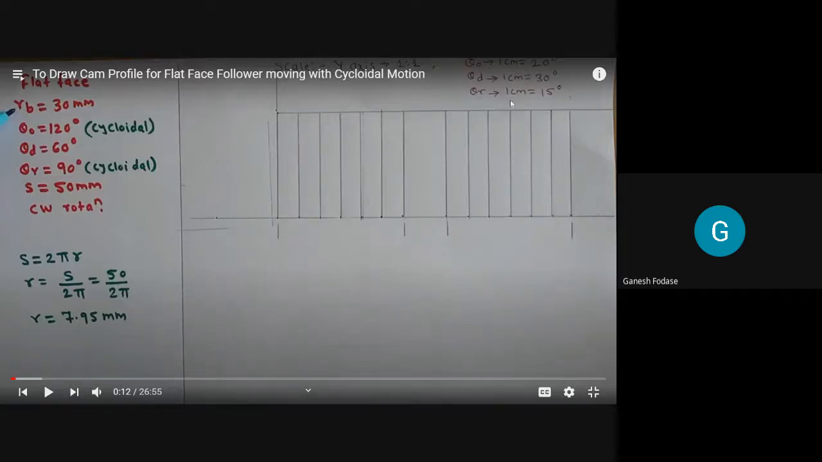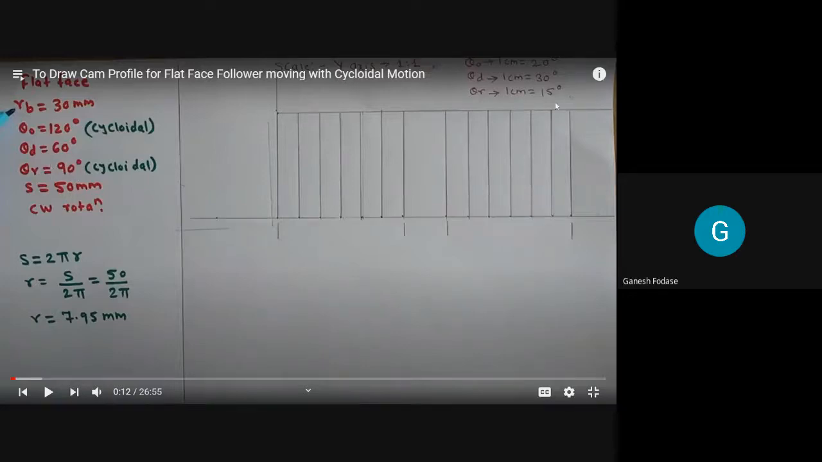As 1 centimeter is equal to 30 degree is our scale, how much is the distance on x-axis for dwell? 2 centimeter. Yes, it is 2 centimeter because angle is 60 degree and scale is 1 centimeter is equal to 30 degree, and hence for 60 degree, the distance is 2 centimeter. So here it is 6 centimeter for rise. Here it is 2 centimeter for a dwell, and remaining is 90 degree.